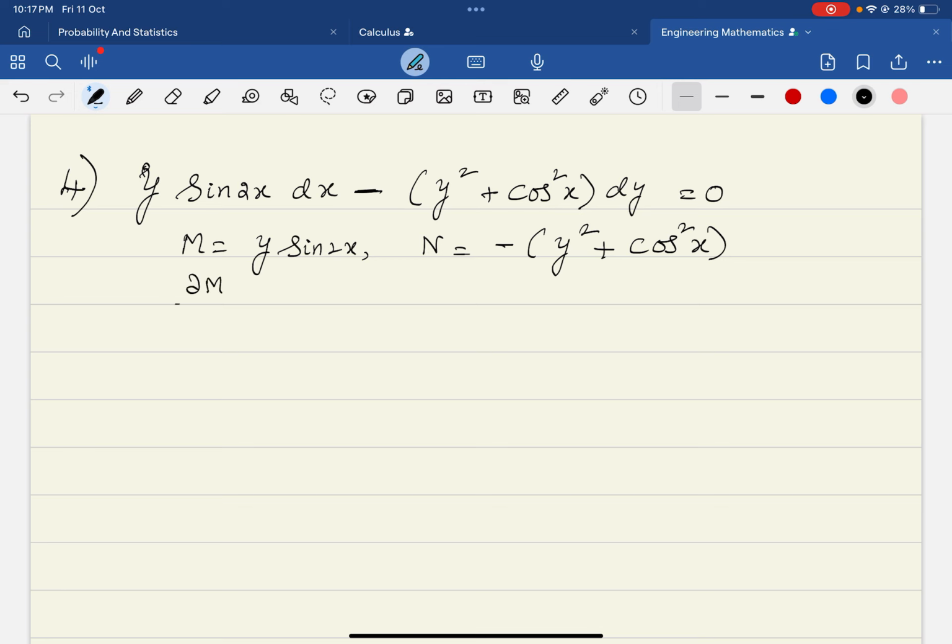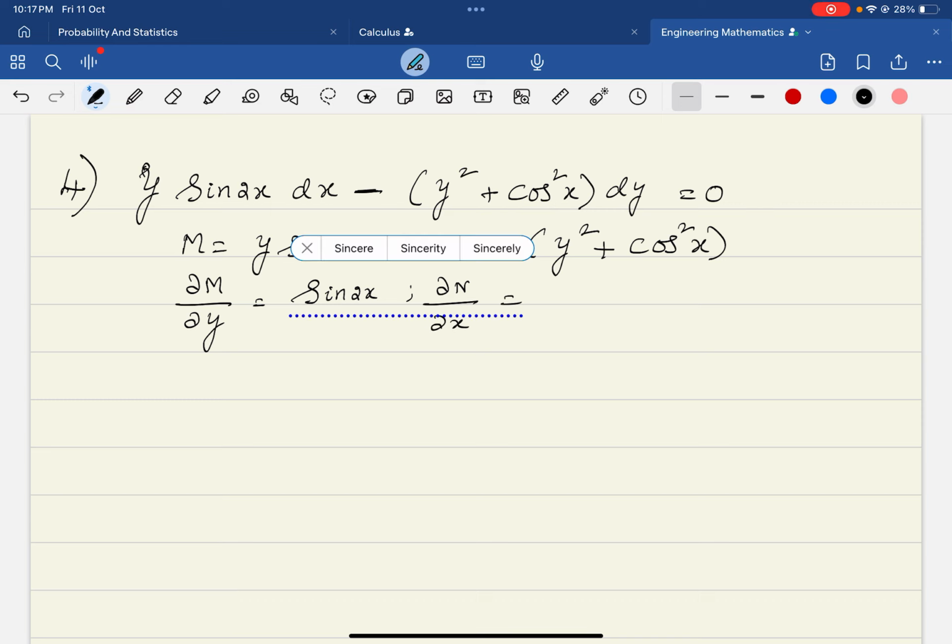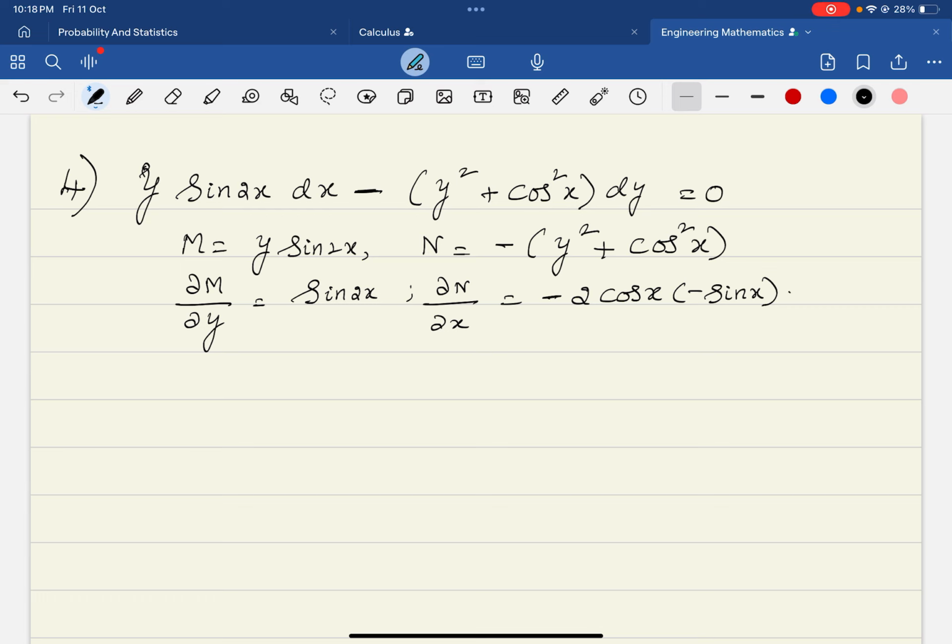Now what is ∂M/∂y? The constant is sin 2x, the derivative of y is 1. And what is ∂N/∂x? Now the constant is y², its derivative is 0. Now minus cos²x, that means minus 2 times cos x. Now by the chain rule, the derivative of cos x is minus sin x. So now 2 cos x sin x is given by sin 2x. There is a formula that sin 2x is equal to 2 sin x cos x. This is the formula, so accordingly we get this.